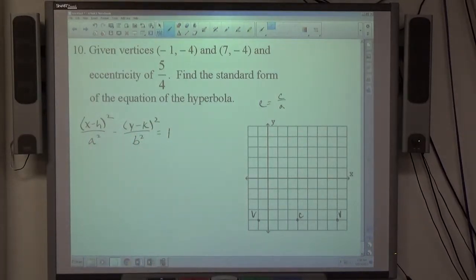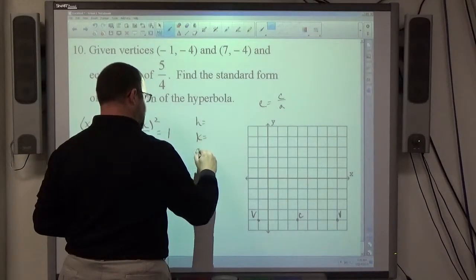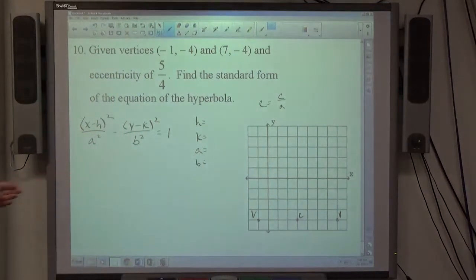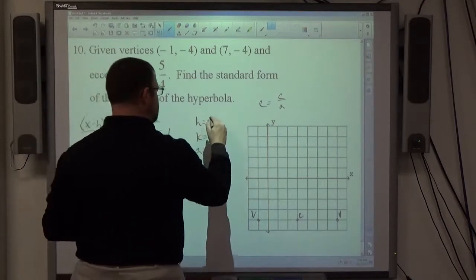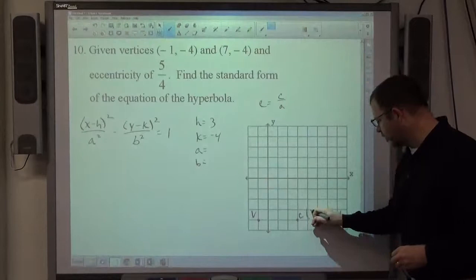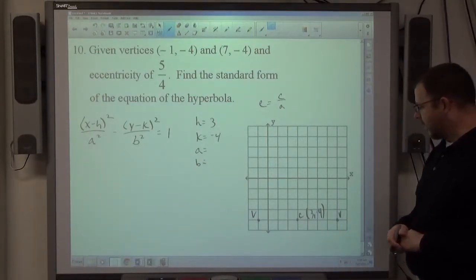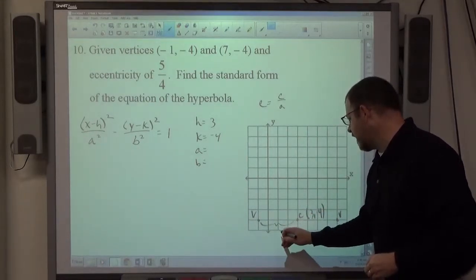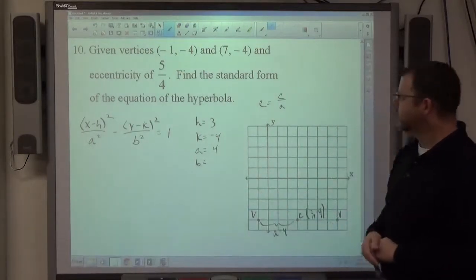And I also need to know h, k, a, and b. So h equals something, k equals something, a equals something, b equals something. Obviously, the center is (3, -4). We can identify the coordinates of the center very easily just by counting. Okay, so we know h and k automatically. Since I know what a vertex and a center is, I can very clearly see that a is equal to 4.